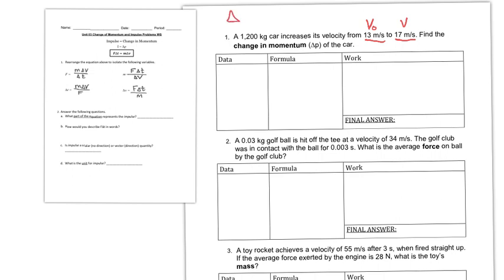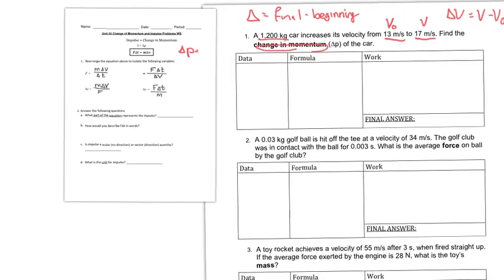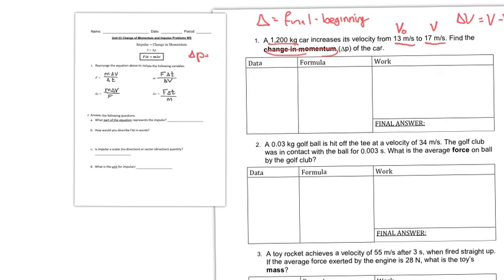Remember, a change in anything is the final minus the beginning. So the change in velocity is the final velocity minus the beginning velocity. We've got a mass, and we're trying to find the change in momentum. So finding the change in momentum, that goes back to our original formula that we had on your green Freyer sheet. Change in momentum is going to be the mass times the change in velocity.